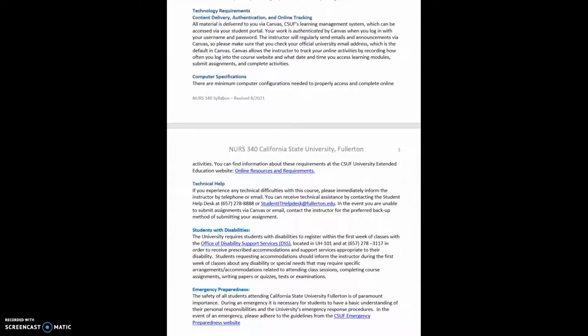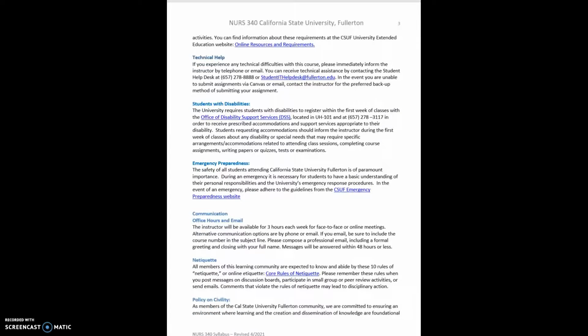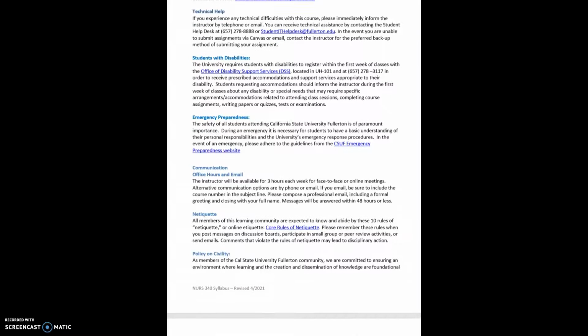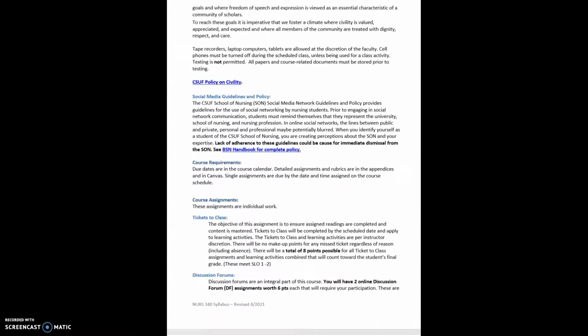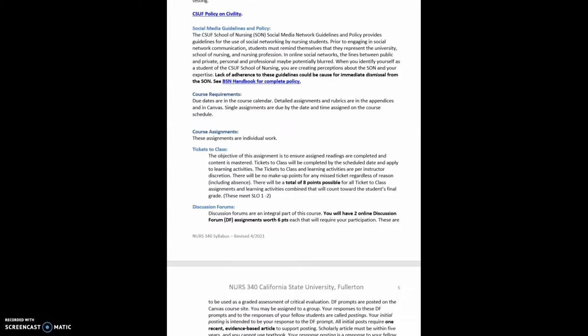Now there are some computer specs that you'll need to have because our tests are all proctored through Proctorio, and so you'll have to have certain amounts of minimal memory and things like that to actually take the tests, but we'll talk about that. Emergency preparedness, here's my office hours, emails, netiquette, right? There's basic rules on just how to behave. Policies on civility. Feel free to read through these as you'd like. Our handbook is available online, and I put the link in there.